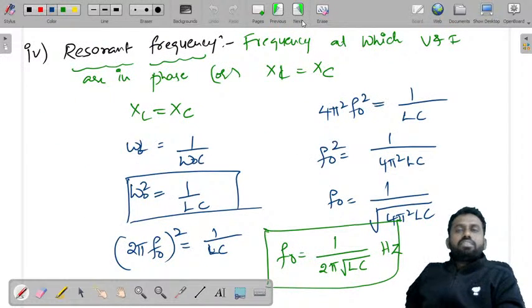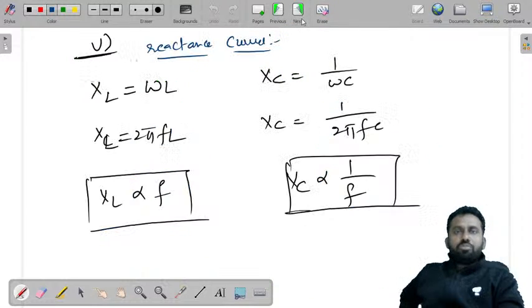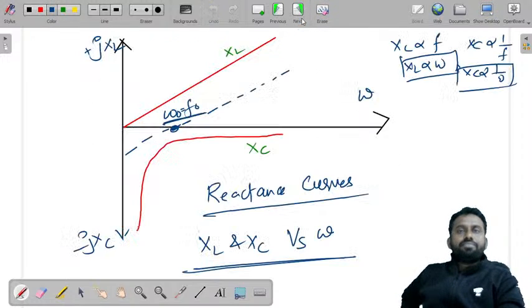So resonant frequency is the frequency at which V and I will be in phase, or XL is equal to XC. From that you will get f0 is equal to 1 by 2 pi root LC, and you want to draw the reactance curve. We know XL is directly proportional to f and XC is inversely proportional to f, from XL equal to omega L and XC equal to 1 by omega C. Then we have drawn the reactance curves. XL is a linear graph, XC is an inverse graph.